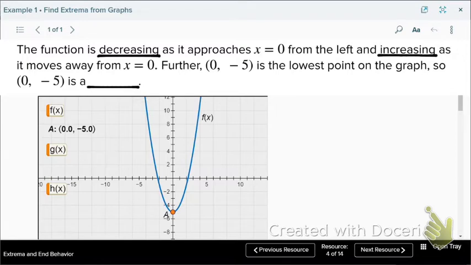This point down here, 0, -5, this is the lowest that the point ever goes. And so is it a maximum or a minimum? Minimum. It is a minimum. So far, so good? On that first graph there.